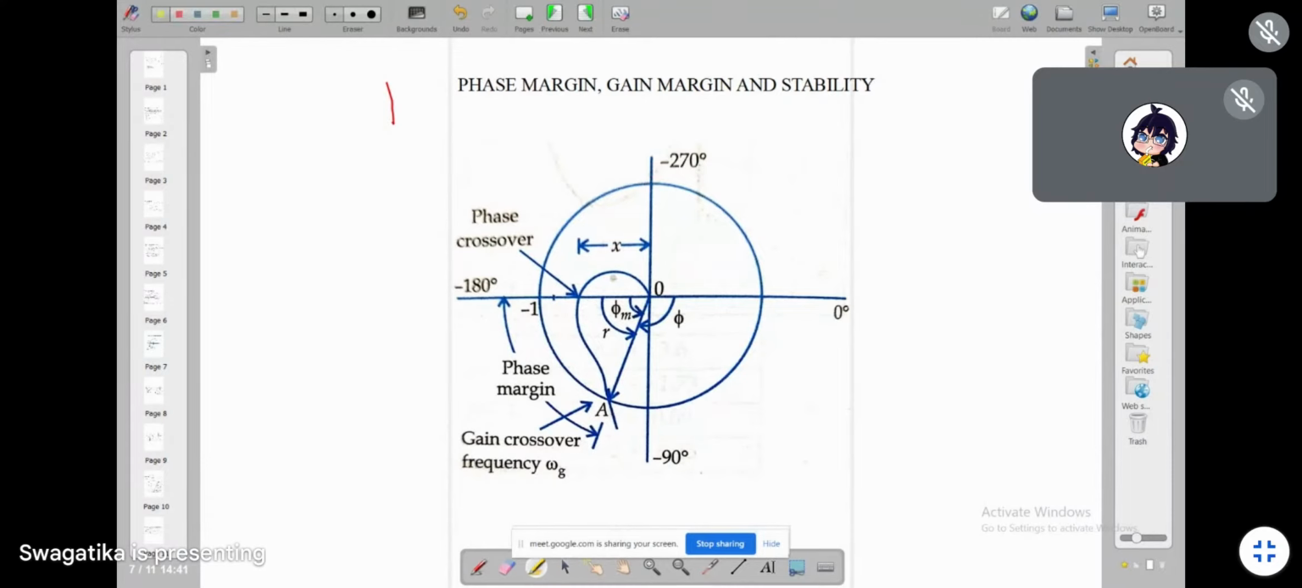This is your polar plot. Where the polar plot crosses the real axis, that intersection point is your phase crossover frequency. At the phase crossover frequency, what will you find out? We will find out the gain margin. Gain margin is equal to, suppose I am naming this point P.